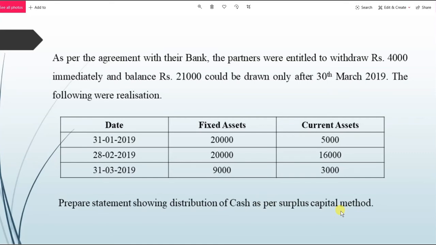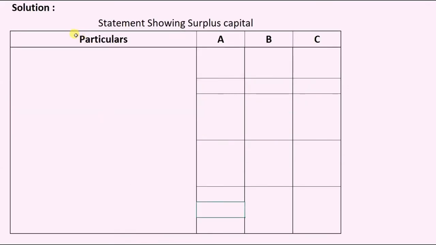So earlier we discussed that we have to see first which method is given. Here the surplus capital method is given, so first we have to calculate surplus capital. Let's draw the format: statement showing surplus capital, with particulars and the partners columns. In this problem there are three partners A, B and C, so we take three partner columns and the first column is particulars. In the first line we take capital balances.